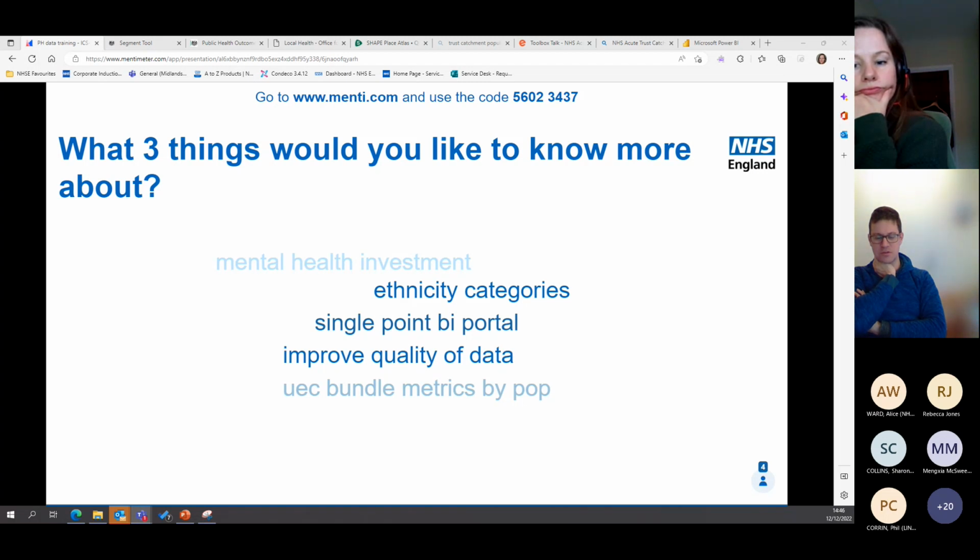Who was UEC bundle metrics by POP? Somebody explain what a UEC bundle is, because that's not a term I'm familiar with. That was me, Alex. It's Nathan here from BSOL ICB. Those are the clinically led review metrics that I think came out a couple of years ago in shadow form. So I think it's things like average time in department and clinically ready to proceed time. So I guess it's just how ED departments are working for different populations and how that might vary across geographies.